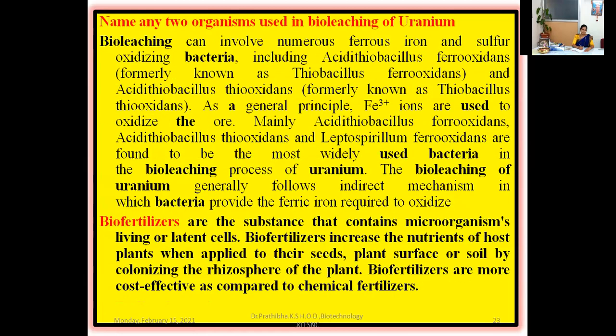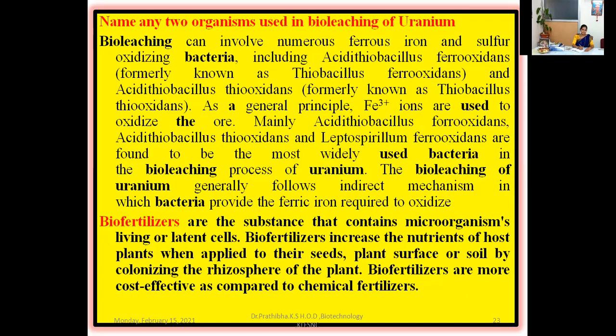Next, name any two organisms used in bioleaching of uranium. Okay, bioleaching can involve numerous ferrous ion and sulfur oxidizing bacteria, including Acidithiobacillus ferrooxidans. You need to underline this organism, Acidithiobacillus ferrooxidans, and it should be in italics. Okay, formerly known as Thiobacillus ferrooxidans.